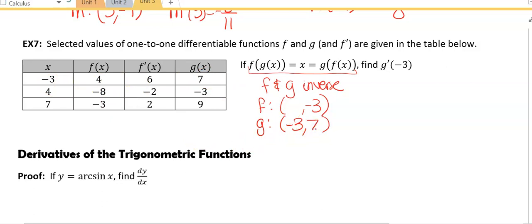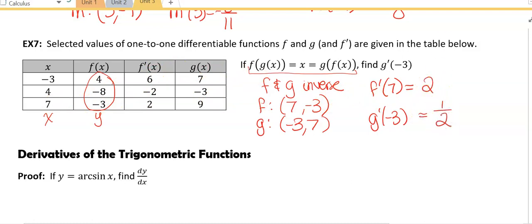Now if I did not have that information, I could look here and realize that -3 is actually the y. And if I go over to f, and being the y of one of these values, that tells me that this is the y value, this was the x value, therefore I can get it that way as well. Okay, so I need to find g prime of -3, which if I know f prime of 7, then I can get g prime. And again, g prime is not in the table, but f prime of 7 is. F prime of 7 is 2, which means g prime of -3 is +1/2.